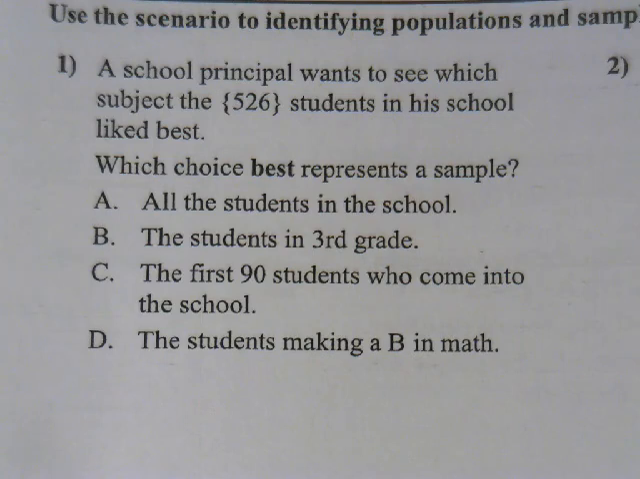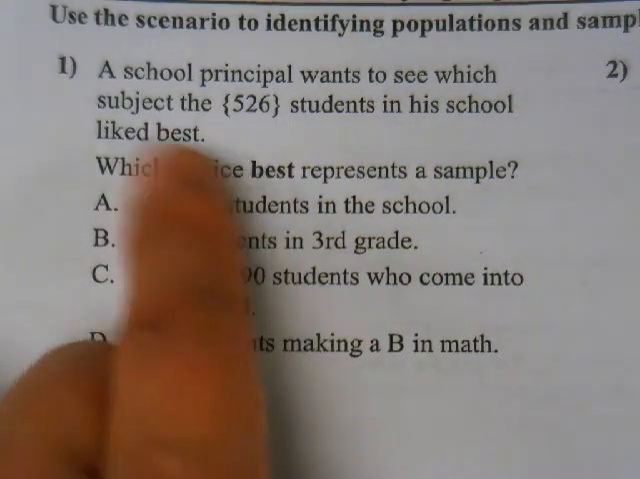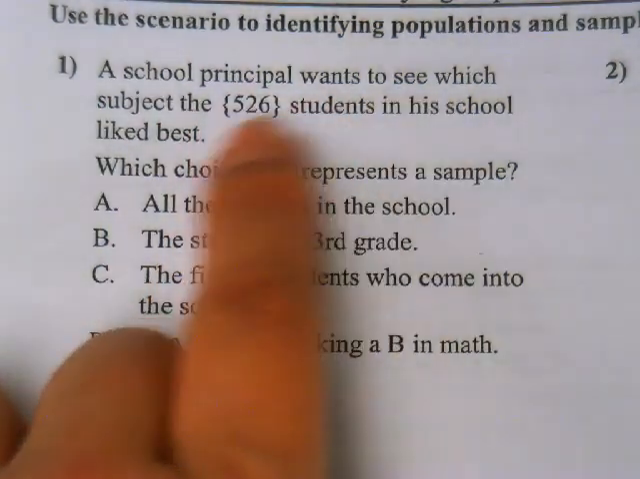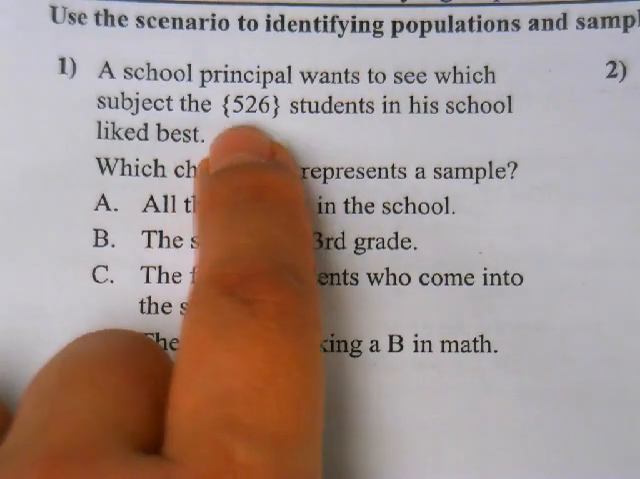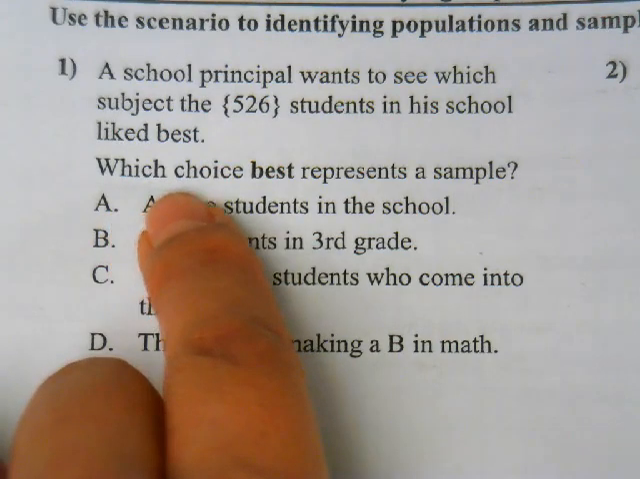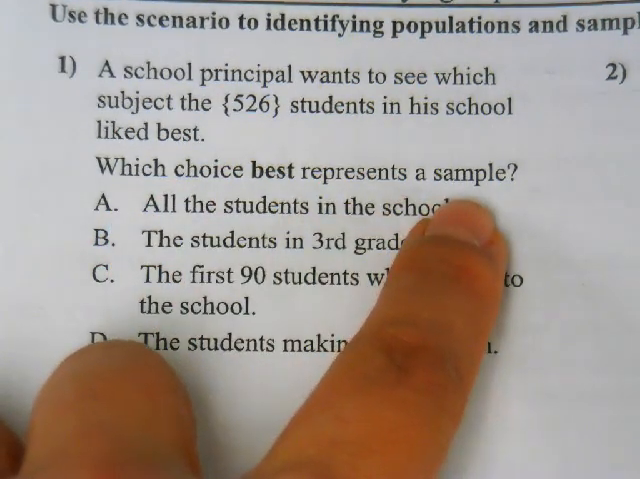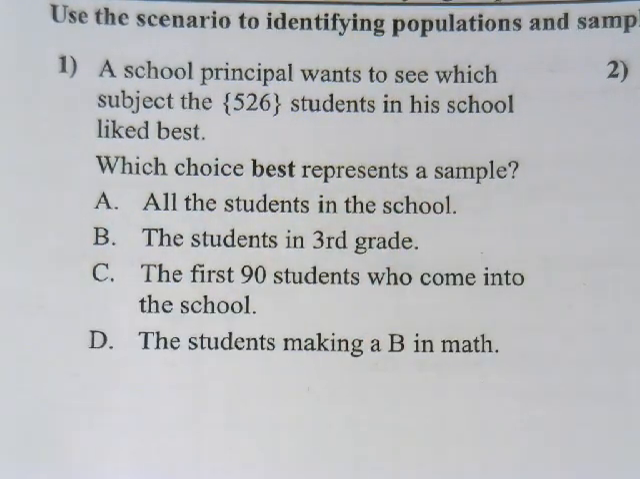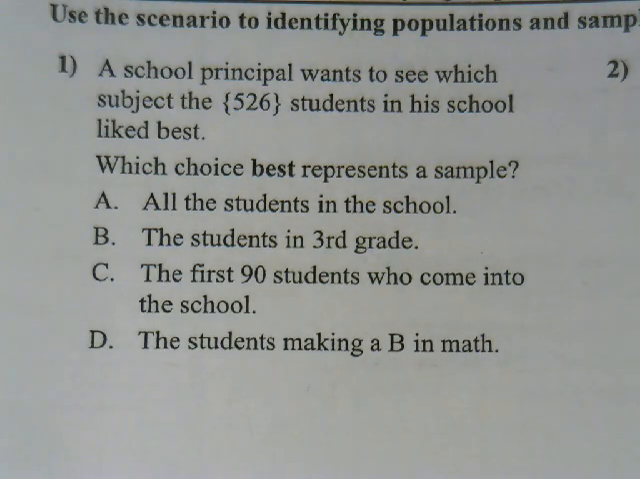So this is on sample and population. Remember, if it says population, it's everybody. If it says sample, it's just a small group. So we're on the back side. The first question is, a school principal wants to see which subject the 526 students in his school liked best. Which choice best represents a sample? Sample is small. So read that while I check my email.